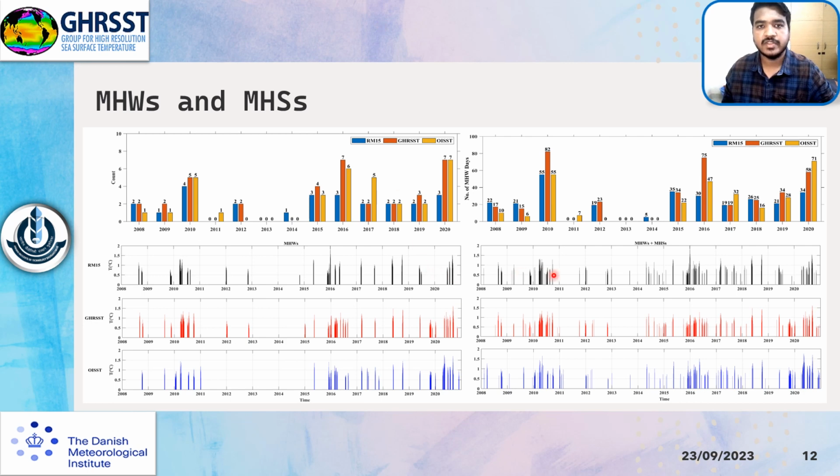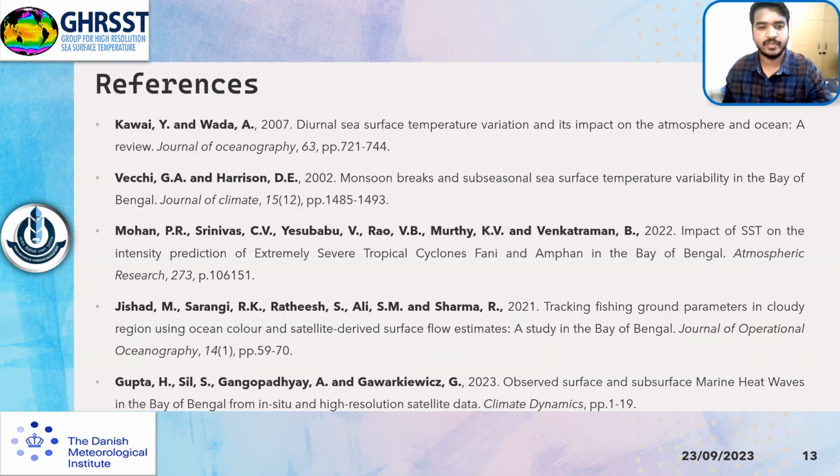So MHWs clubbed with MHSs show similar number of days and count by all these data sets, suggesting RM15 captures an equal amount of MHSs as that of GHRSST and OSST. But these MHSs or marine heat spikes do not persist longer than 5 days in case of RM15 to be categorized as marine heat waves, and hence GHRSST and OSST are capturing marine heat spikes very well when compared to Raman buoy, but the high temperature persistence as observed in GHRSST and OSST leads to more marine heat waves as compared to RM15. These are some of the references that I have utilized in this study.